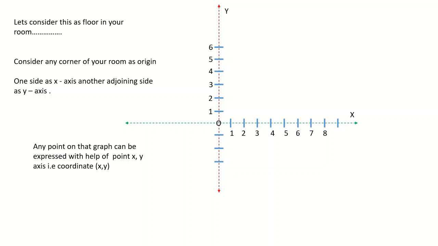Now divide the x-axis in a uniform distribution, that is 1, 2, 3, 4, 5, and similarly the y-axis as 1, 2, 3, 4, 5. So now any point within this graph, or within this plane, or within the floor of your room will be designated as a coordinate. Let's see how to find a coordinate.